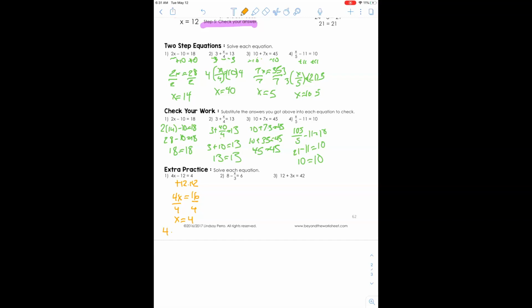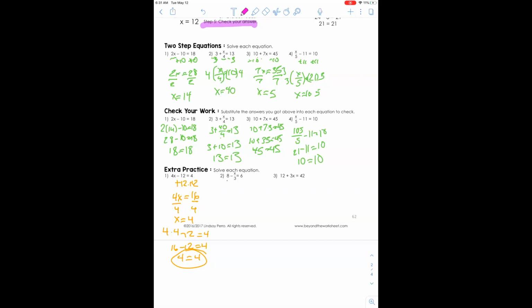We can check it. 4 times 4 minus 12 equals 4. So 16 minus 12 equals 4. 4 equals 4. Now let's try number 2. 8 minus x divided by 3 equals 6. So what is the value of x?